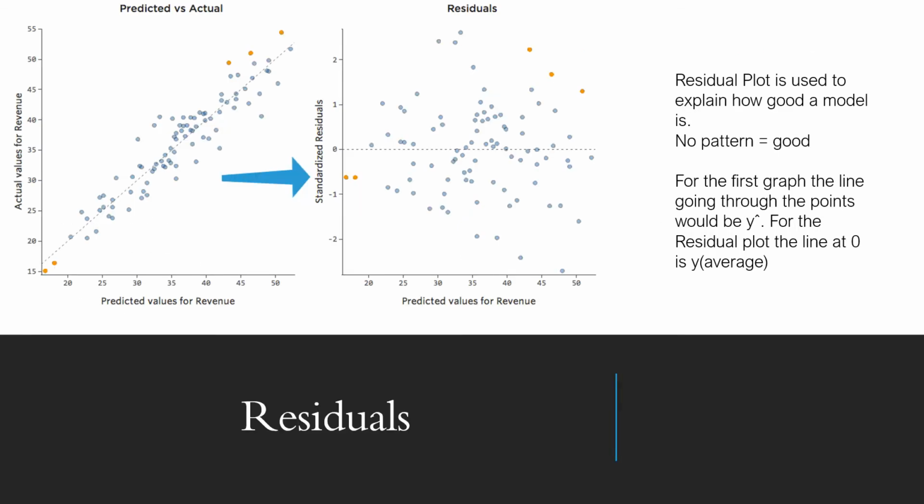Take the first graph. You would find the distance between each point and the LSRL and put that on a graph. That is the residual plot, and it is used to explain how good a model is. Having no pattern is really good.